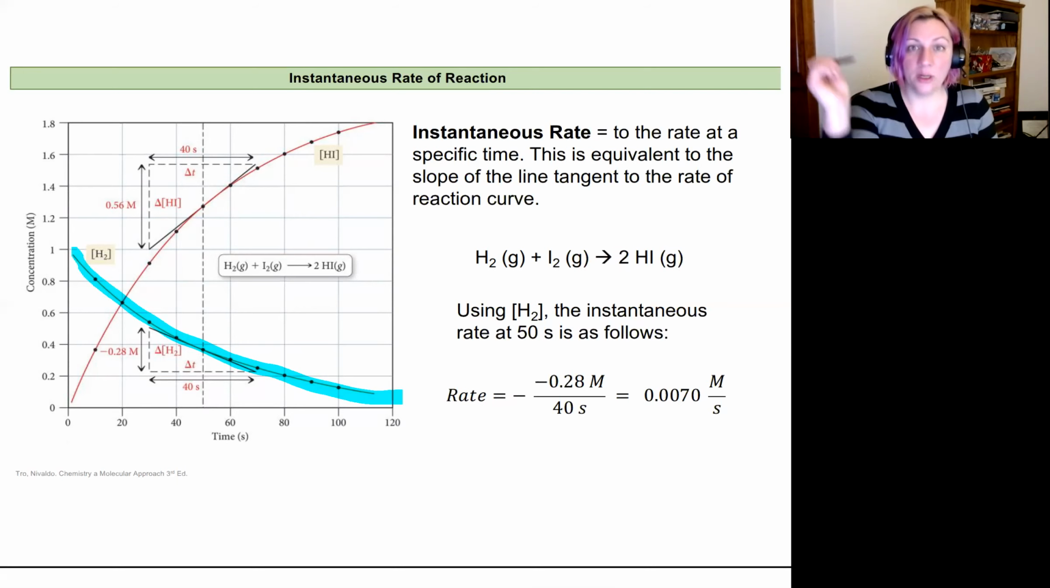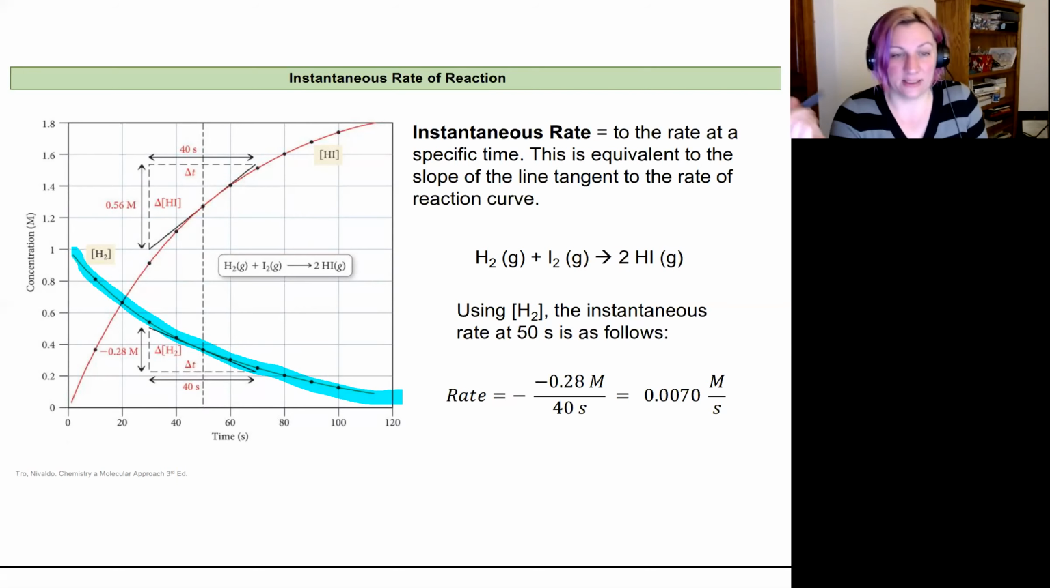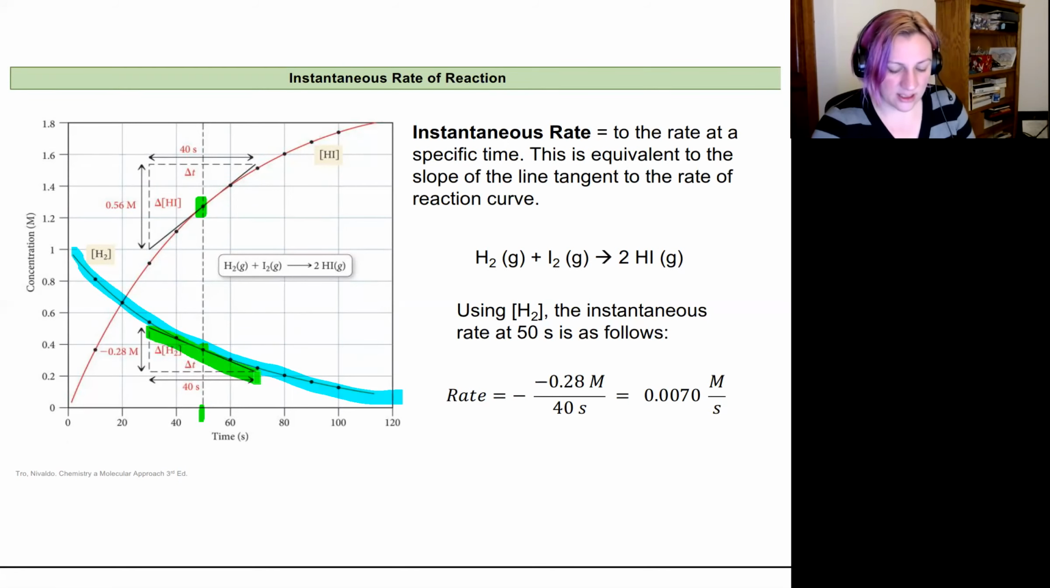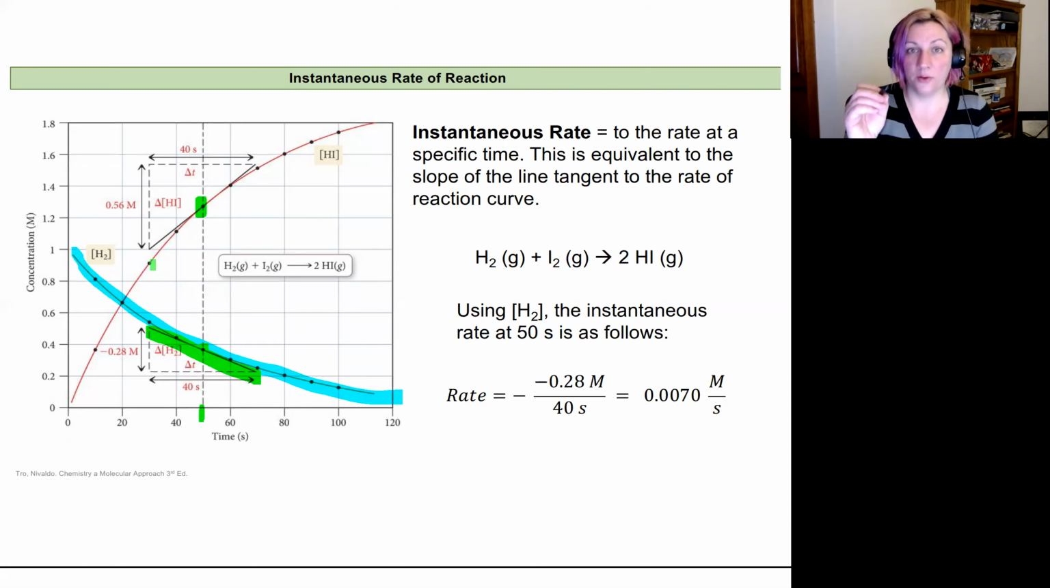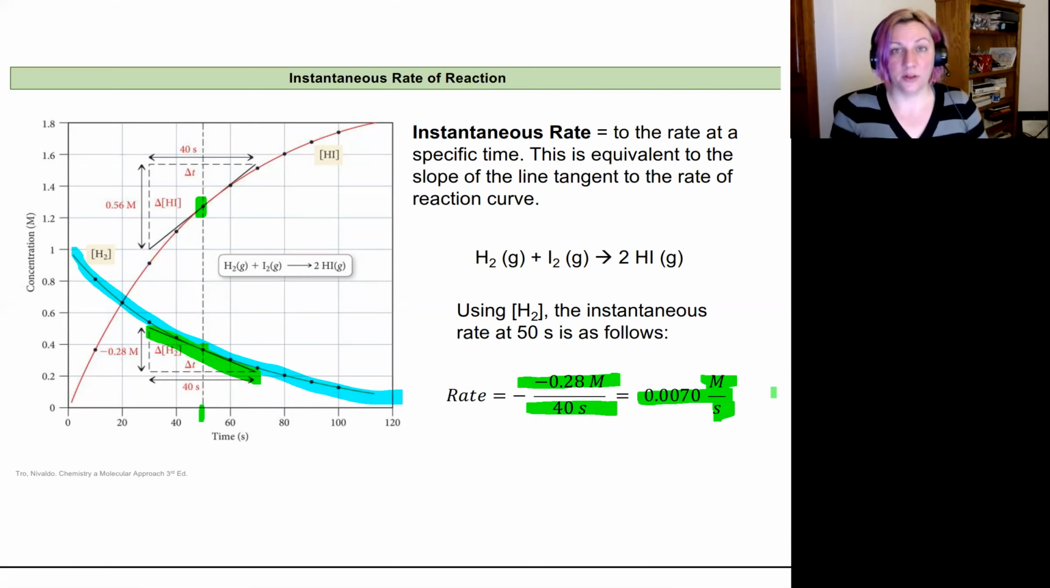And we're going to pinpoint the reaction rate at a specific time. So here we're looking at 50 seconds. And so we're really looking at these points here, so the first one is at 50 seconds, and it looks like the concentration is between about 0.2 and 0.4. And so we draw a line tangent to that point, and we find the slope of that tangent line. In this case, looking at the rate for the reactants decreasing, we would see a negative 0.28 divided by 40 seconds, or 0.007 molarity per second.